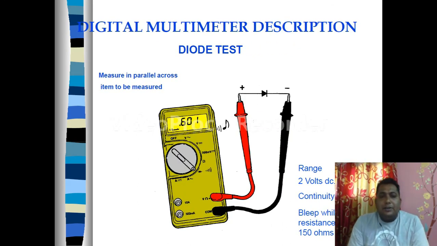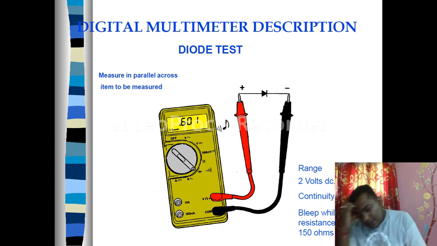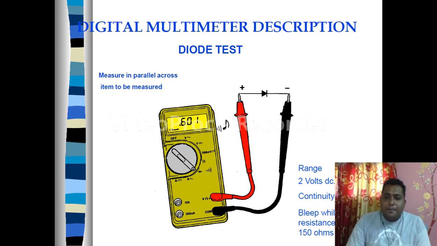Okay, diode test, 2 volt DC continuity test. So it is the continuity test. If the buzzer is blowing, then the diode is correct.